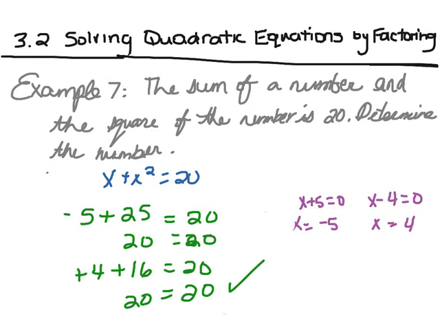When you have a word problem, it's really important to check your answers. Sometimes you might have an answer that doesn't really make sense. If this word problem was about the number of people in the room, so the number of people plus the square of the number of people would be 20, it wouldn't make sense to have negative 5 people. But because this is just asking for a number, both of them work. So just be careful what your word problem is asking you for.